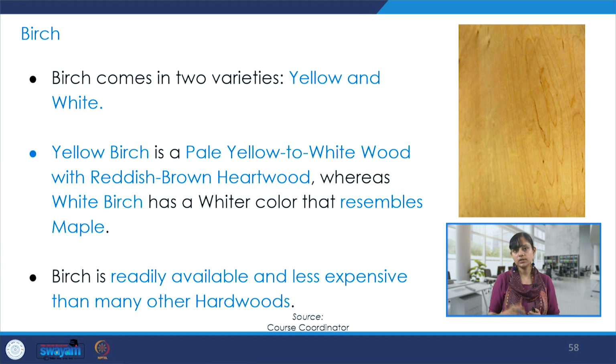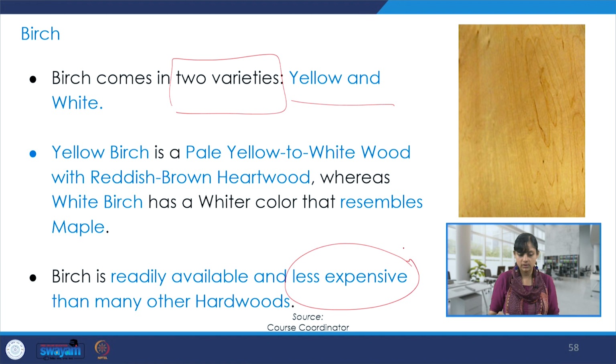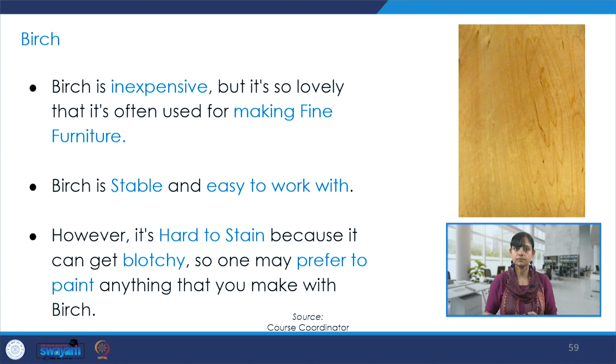Then there is birch wood that comes in two varieties, yellow and white. It's a very interesting timber. It's used for furniture also. Yellow birch is a pale yellow to white wood with reddish brown heartwood, whereas the white birch has a whiter color that resembles maple. It is readily available, and an important thing is that for the category of hardwoods, it is slightly less expensive. So we could use that. It comes in this kind of a tint and it's not so expensive compared to the other hardwoods.